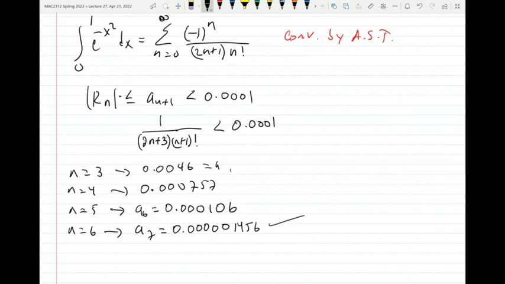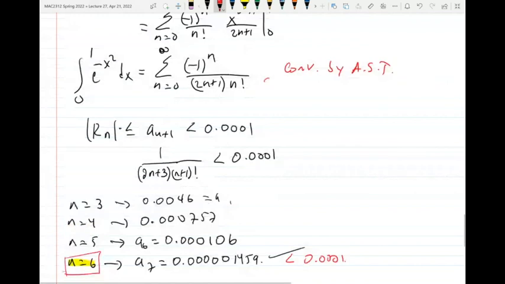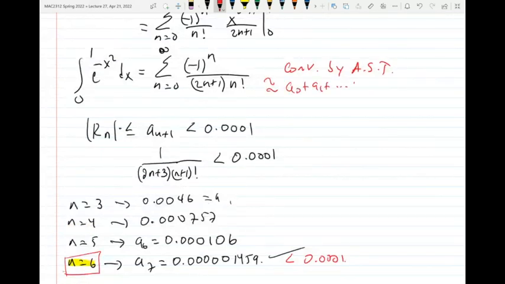And this is what we need. So that means that we stop right here. So you find n equals 6. So you have to use up to n equals 6 because the first term that you neglect is a7, and that's less than 0.0001. So you're going to go up to n equals 6. So you can approximate this by a0 plus a1 all the way up to a6. Okay?